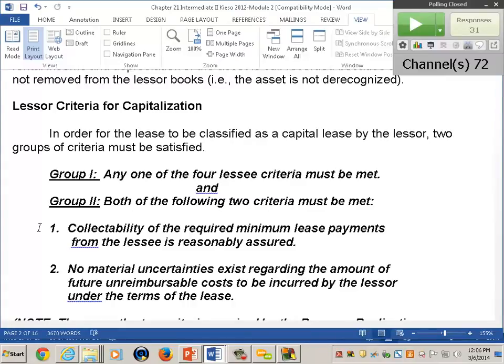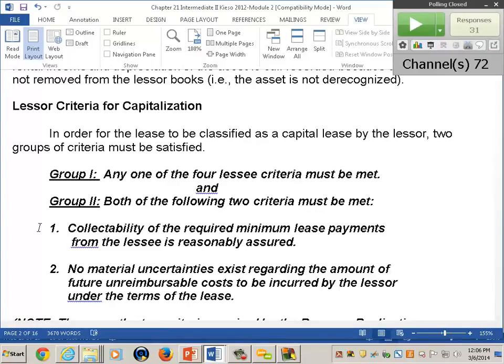But now we have another problem because we have a sale. Technically, you've got a sale here for both, or more importantly, you've got revenue to recognize. So the issue now becomes one of revenue recognition. So when you look at the first conditions, it says that in order to be a capital lease for the lessor, you must meet one of 4 of the lessee conditions.